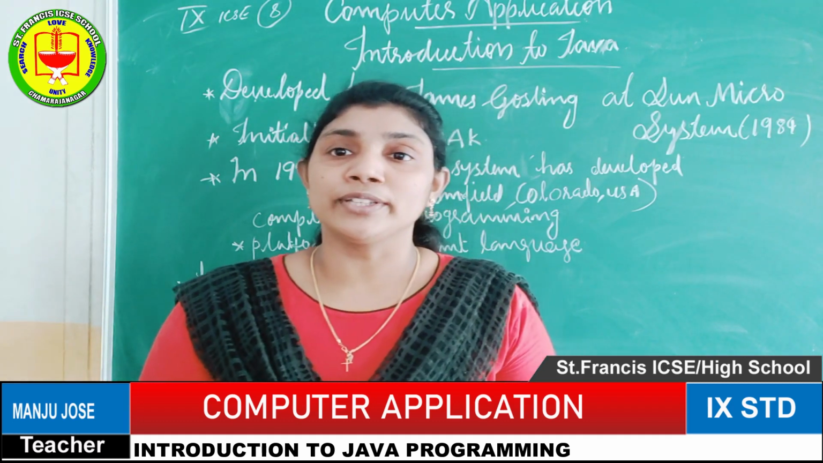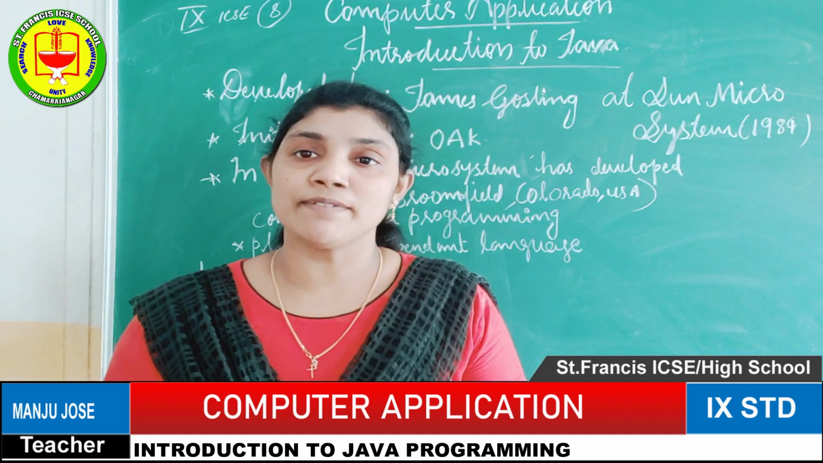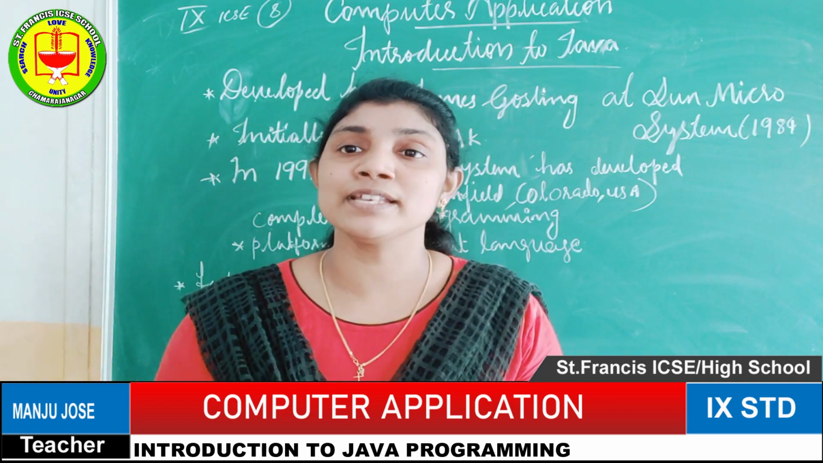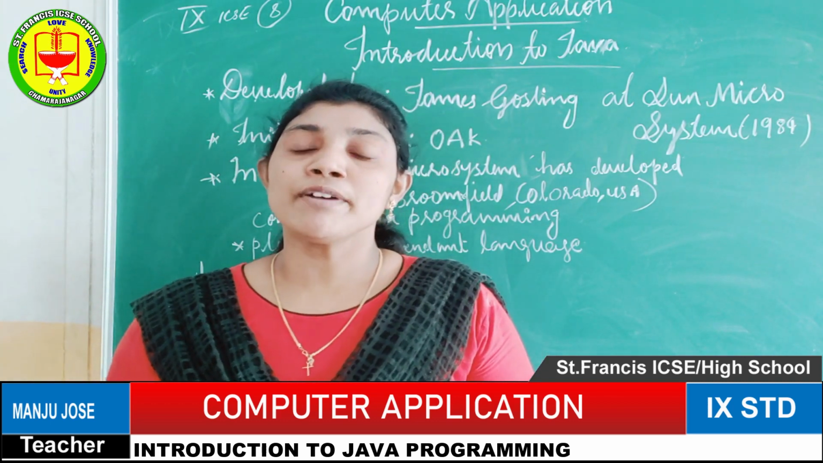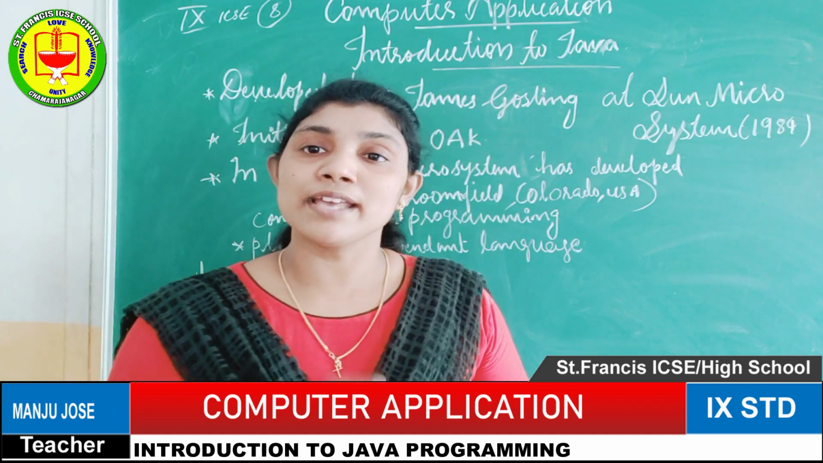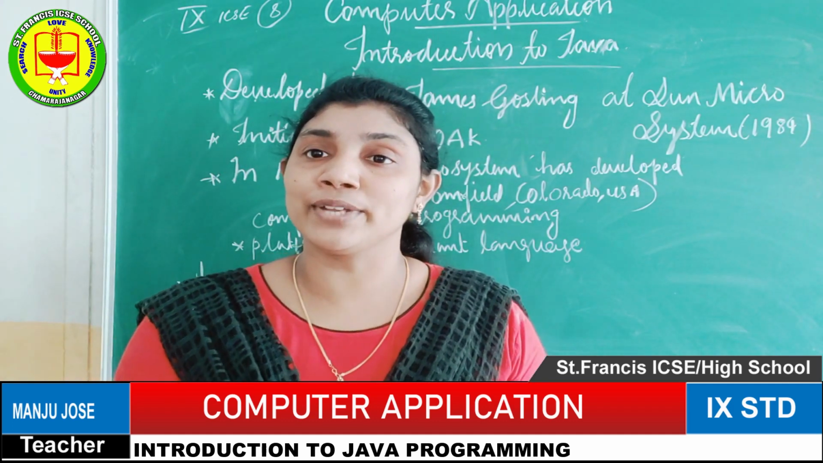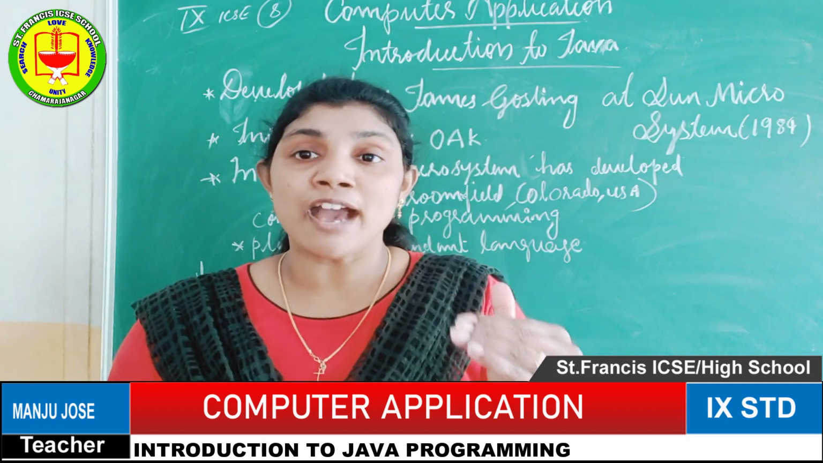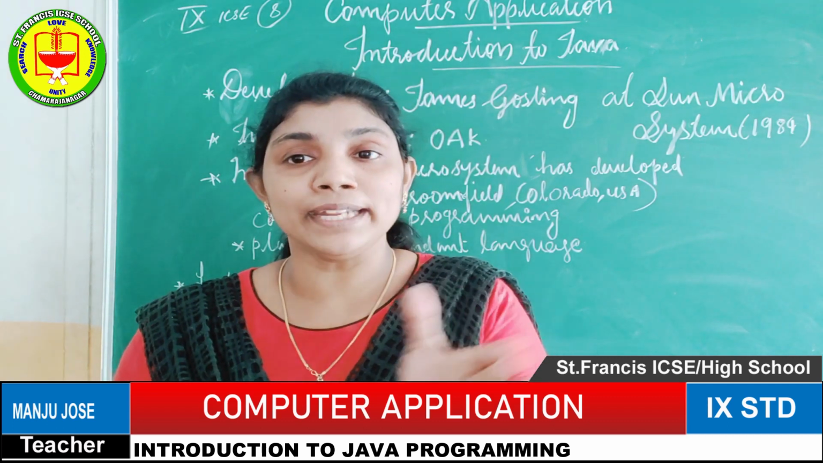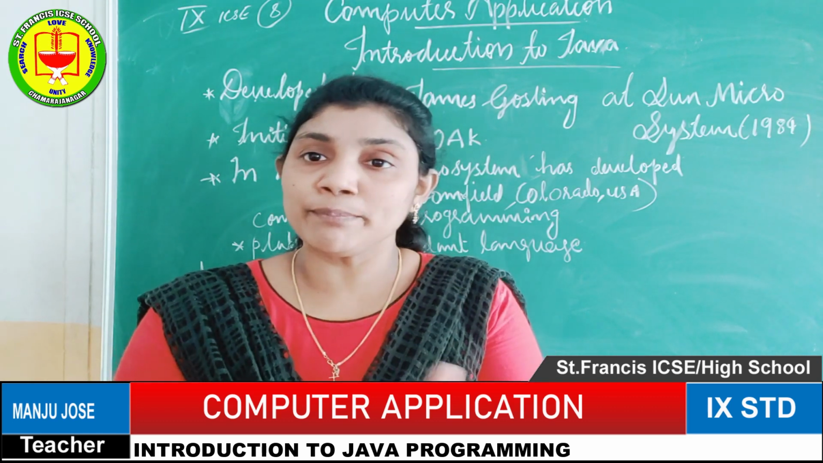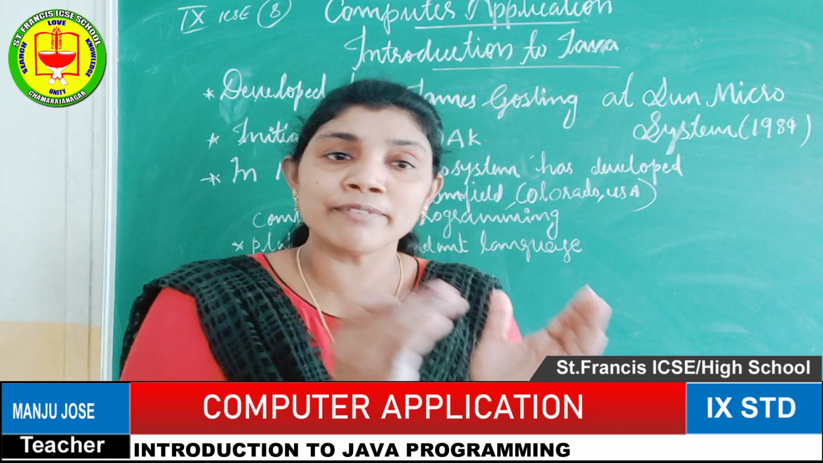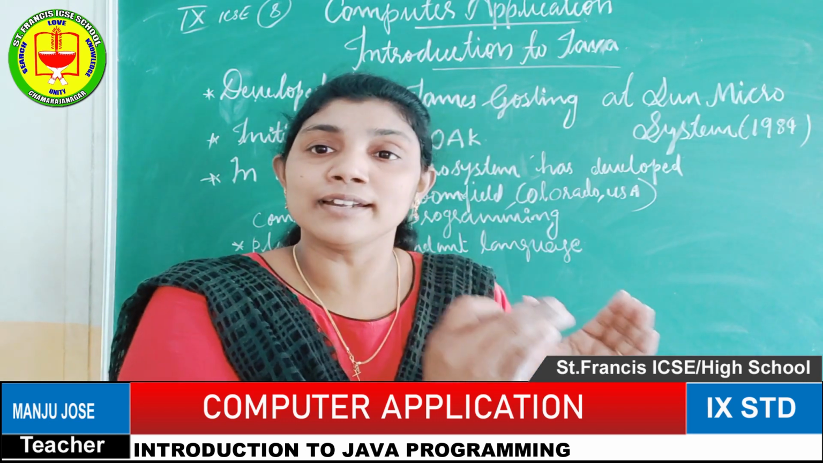Now we can go to some features of Java programming and how it works. What are the major features that we can see? Java programming, we already know, is a type of object oriented programming language. Also we can say Java is platform independent. Platform independent means it's an independent language, wherever we need, we can do it.